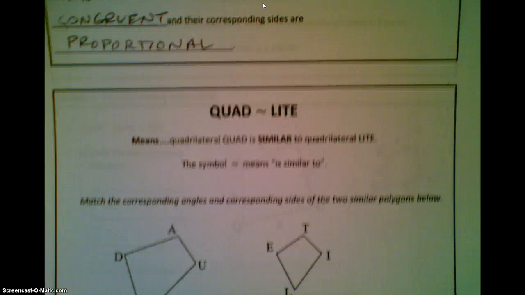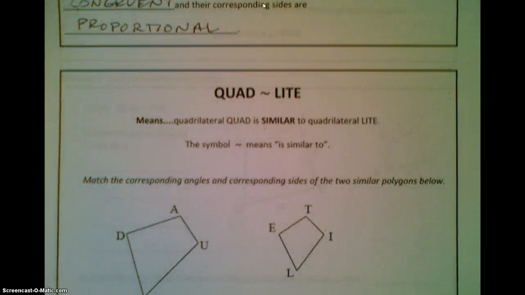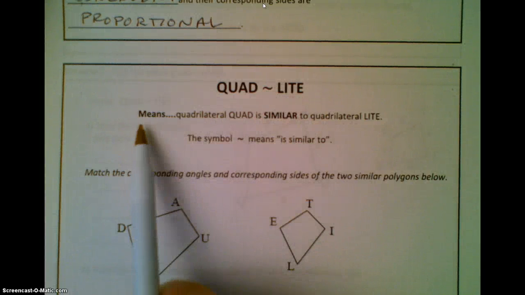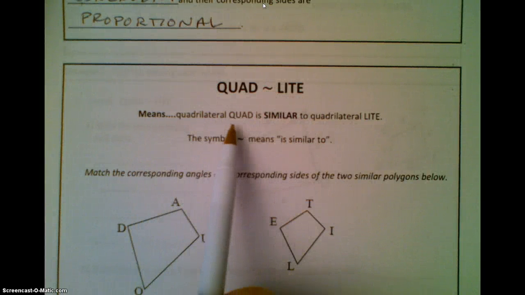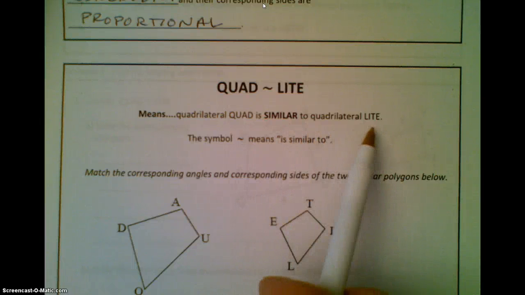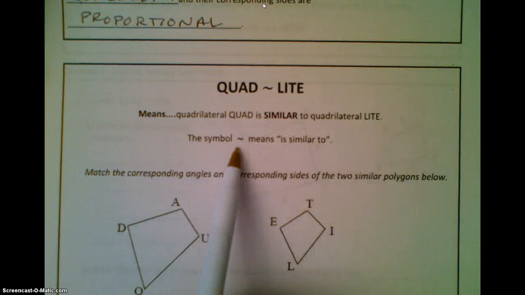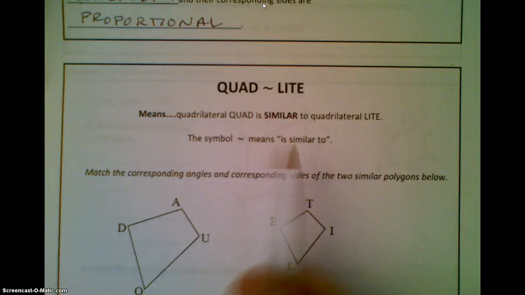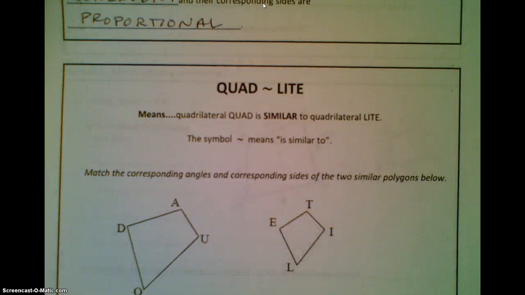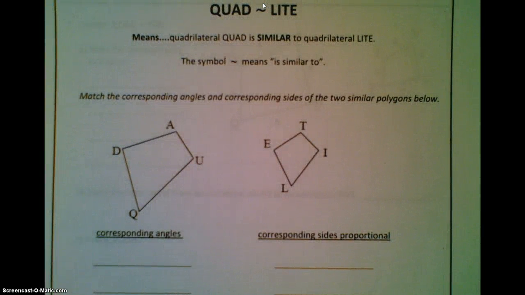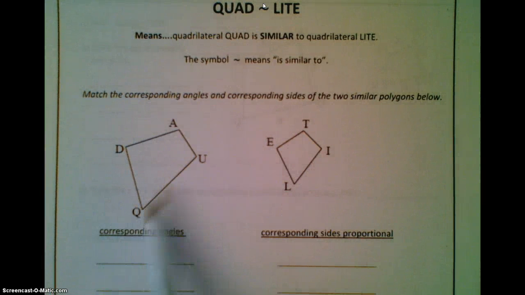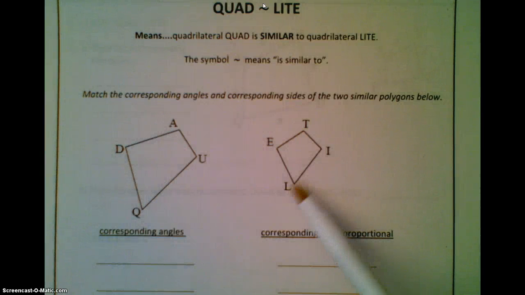Okay, so right here you see we have QUAD similar to LITE. Notice the little symbol here. So this means quadrilateral QUAD is similar to quadrilateral LITE. And again, the symbol, squiggle, sometimes you see it used in Spanish, but I'll just call it a squiggle, means is similar to. So what we're going to do is a little practice with similar figures. We're given that QUAD is similar to LITE.